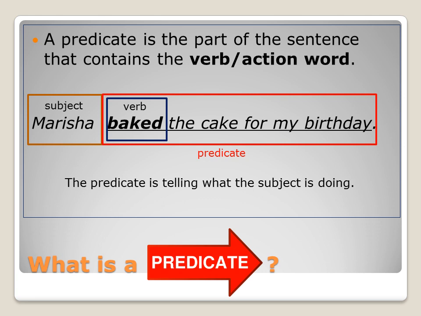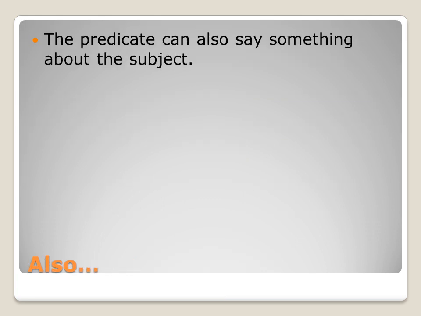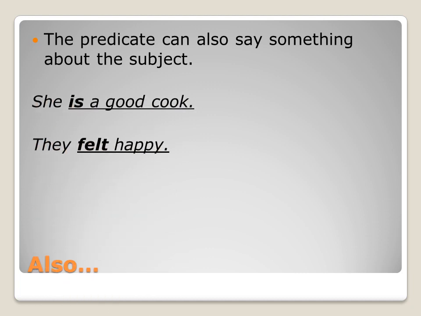We're going to break this down more simply now. The predicate can also just say something about the subject. Here are 2 different examples. She is a good cook. They felt happy. In the first example, is is in bold. This is actually a linking verb. It doesn't show an obvious action, but it is in fact a verb.